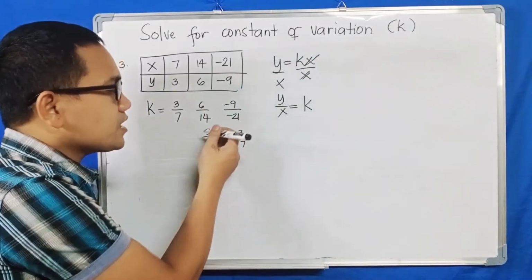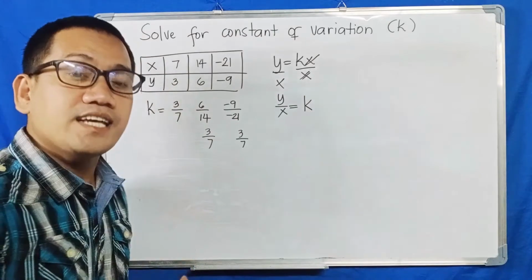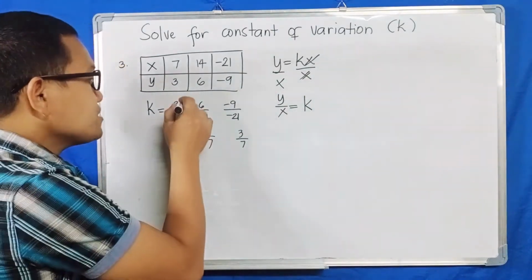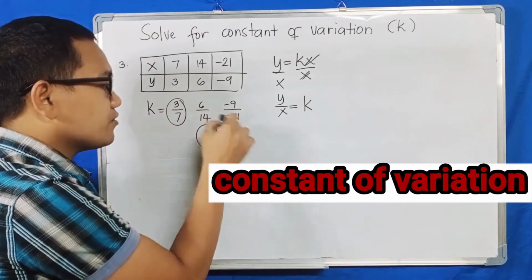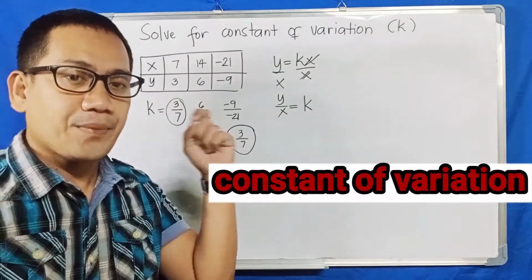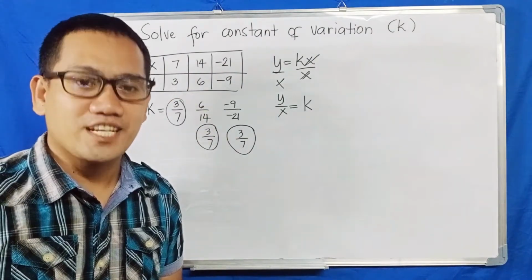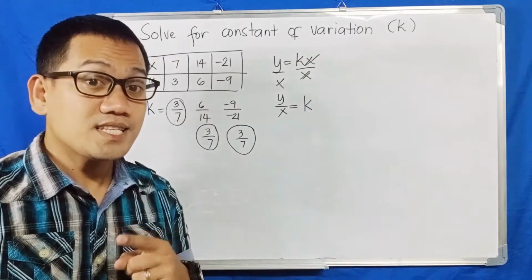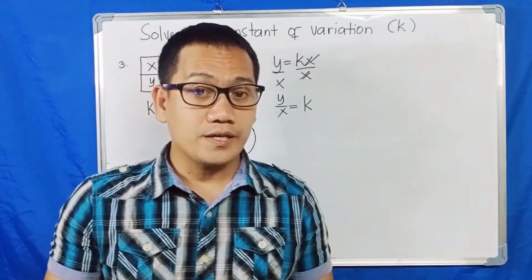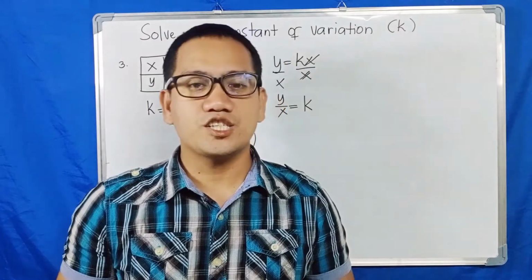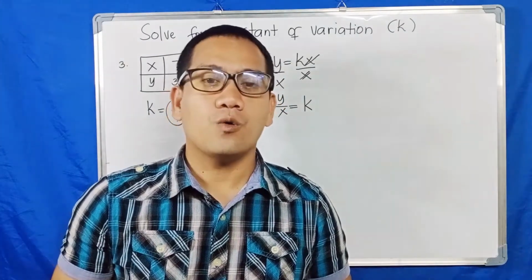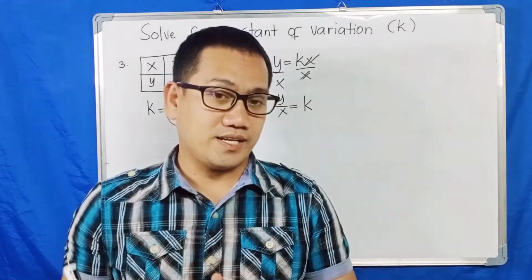We notice that our x and y has a constant ratio, which is 3/7. This means the constant of variation of this given table of x and y is 3/7, and it represents a direct variation. So this is how to determine if the given table of x and y represents a direct variation or not. So just get the ratio of our given x and y.